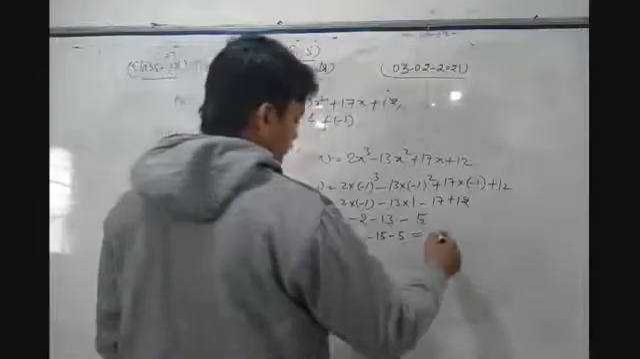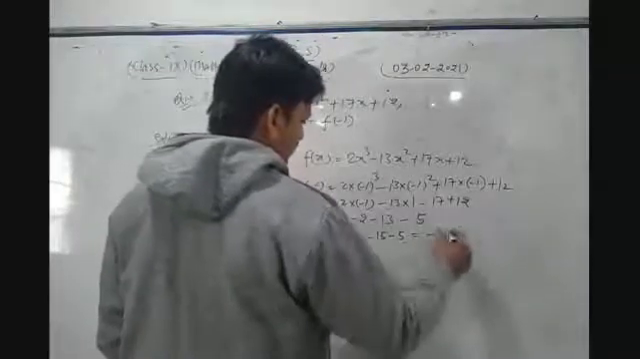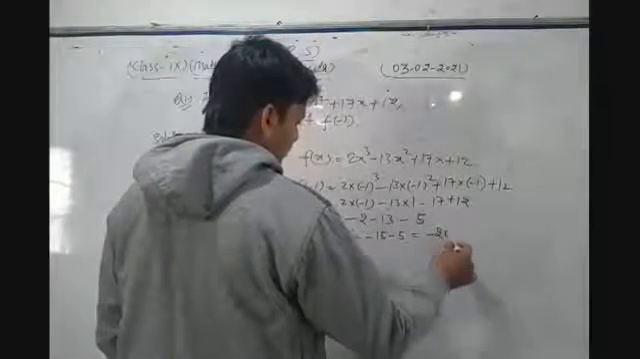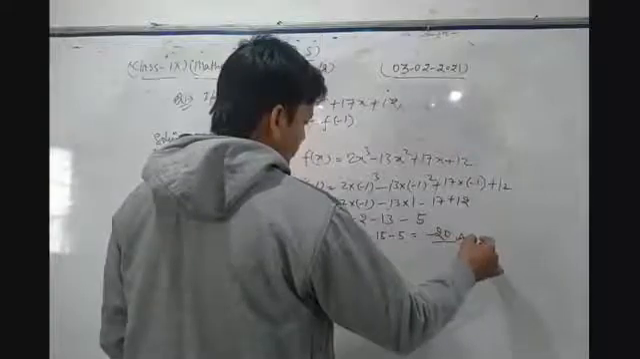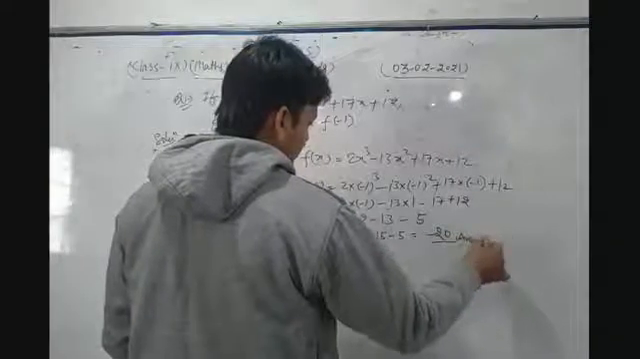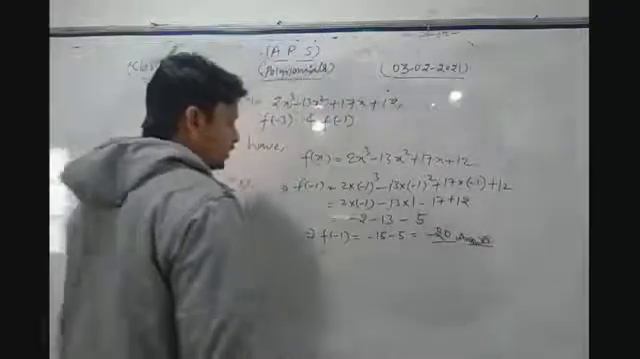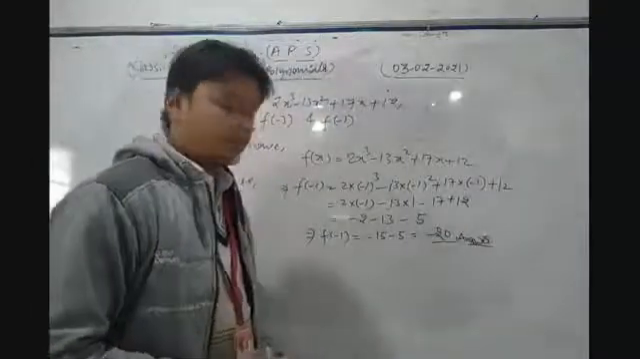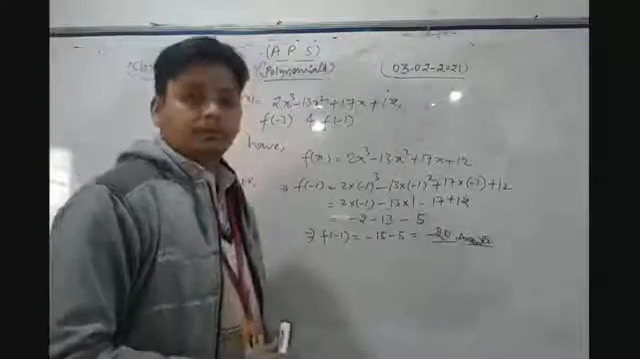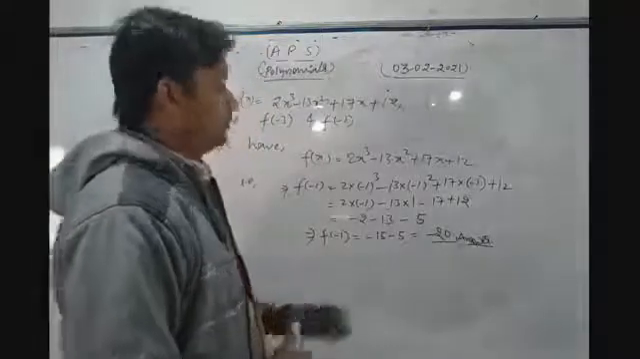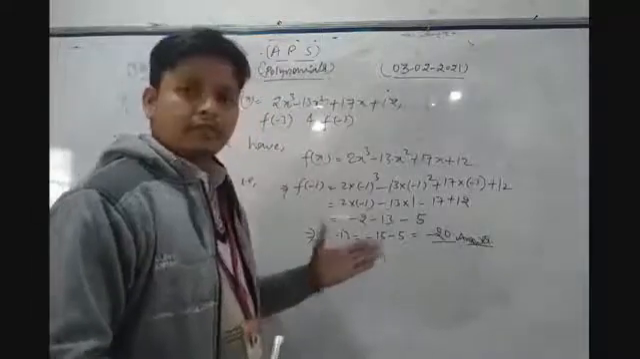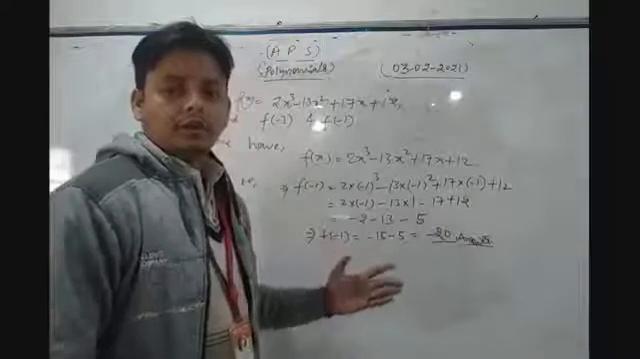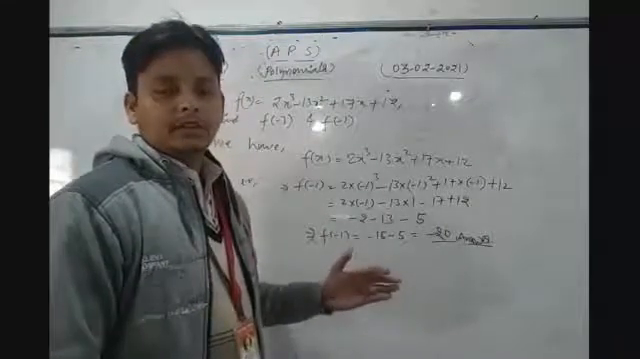Minus 20. This is the required solution of the given question, as minus 15 minus 5 is minus 20. Okay, dear students, so in this way you can find the values of the polynomial at a given point.